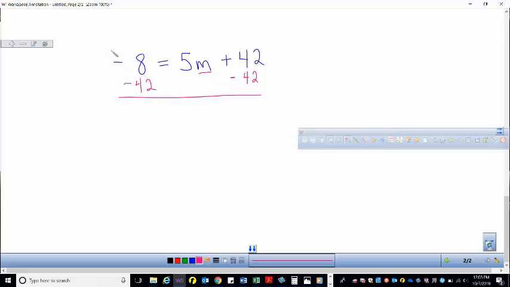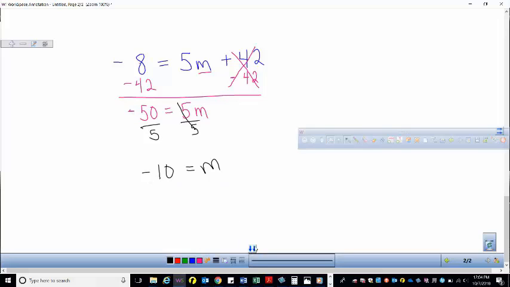So now here I have negative 8 and negative 42, which is negative 50. Signs are the same, we add and keep. On this side, on my right side, these two cancel because they're opposites. And I'm left with 5m. 5m is multiply. So for my second step, I'm going to divide because that's the opposite of multiply. And m is equal to negative 50 divided by 5, which is negative 10. It's negative because there's one symbol. One symbol when you're dividing is negative.